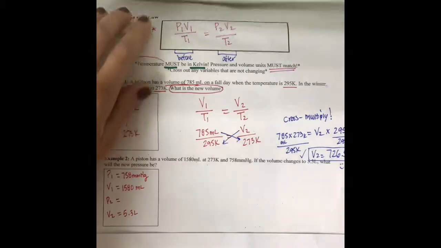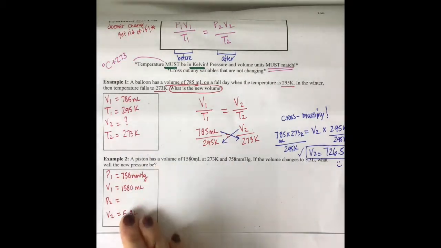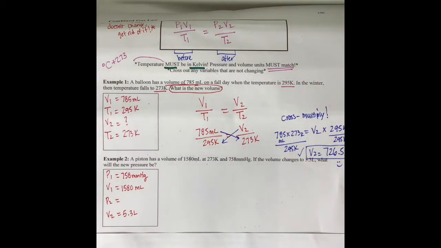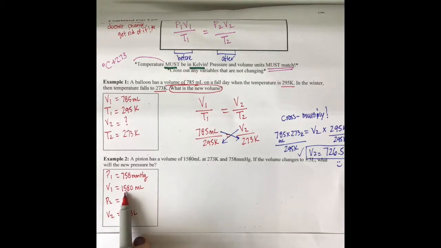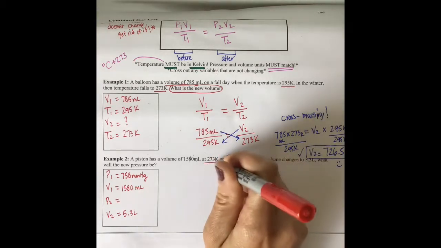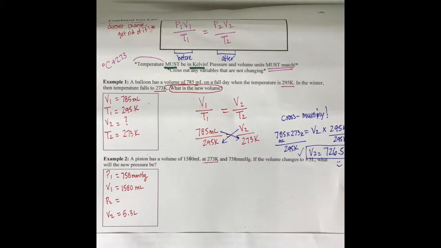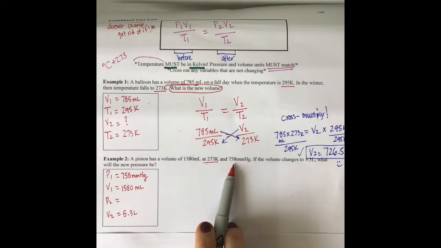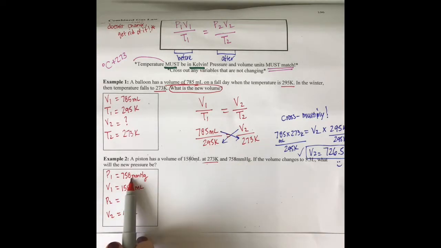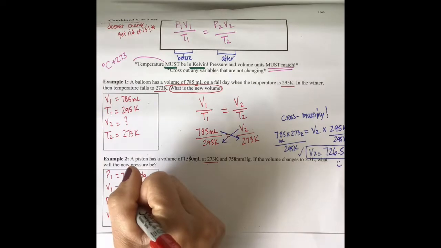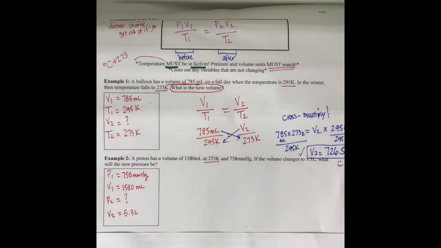Okay, so let's read through this second problem. I'll get you set up with the variables and then I'm going to let you solve it. It says a piston has a volume of 1,580 milliliters at 273 Kelvin and a pressure of 758 millimeters of mercury. So those are my initial conditions. The volume is going to change to 5.3 liters. What is the new pressure?